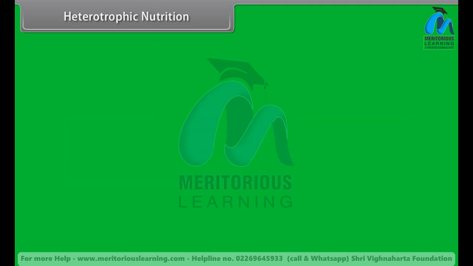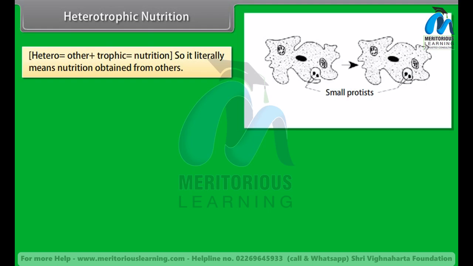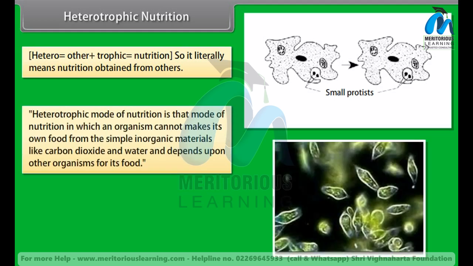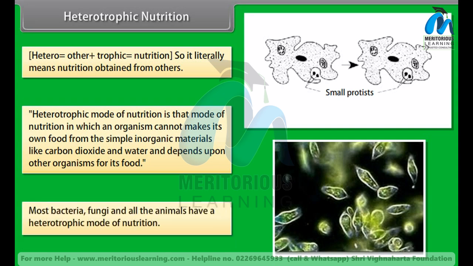Heterotrophic nutrition. Hetero means other, trophic means nutrition. So it literally means nutrition obtained from others. A heterotrophic mode of nutrition is that mode of nutrition in which an organism cannot make its own food from simple inorganic materials like carbon dioxide and water and depends upon other organisms for its food. Most bacteria, fungi, and all the animals have a heterotrophic mode of nutrition.